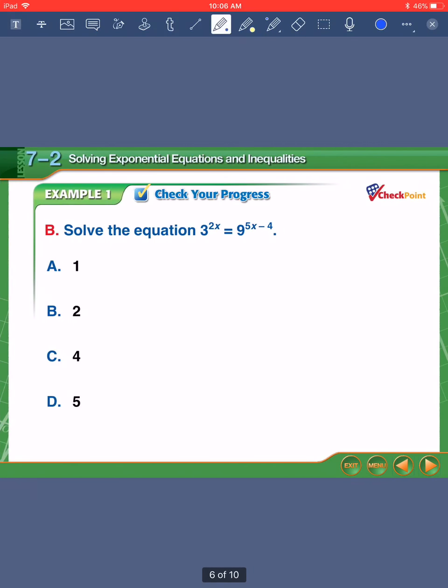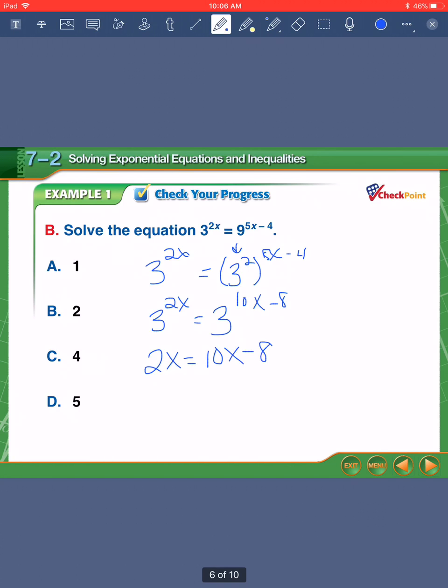So 3 to the 2x equals 9 to the 5x minus 4. I can rewrite 9 to be 3 squared, and that's raised to the 5x minus 4 power, and that equals 3 to the 2x. So I get 3 to the 2x equals 3 to the 10x minus 8. I can drop my bases now, so I get 2x equals 10x minus 8. I'm going to subtract 10x to solve for x, and I get negative 8x equals negative 8. Divide both sides by negative 8, and I get that x equals 1.